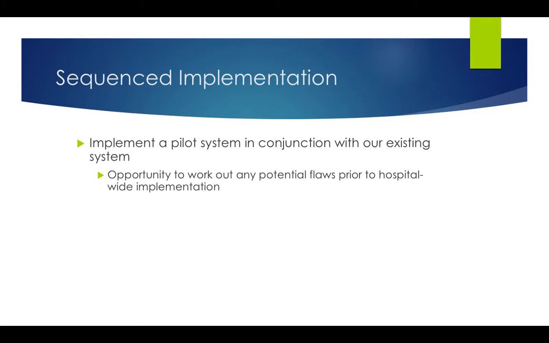So sequenced implementation: how are we going to roll out this new system? We're planning to implement a pilot system in conjunction with our existing system. So it's not going to be an abrupt change. You're still going to have your existing system, so day in and day out you're going to be able to utilize that and make a seamless transition, which will give us the opportunity to work out any potential flaws prior to this rolling out hospital-wide. So there's not going to be any sweeping changes all at once. We're going to have a really easy and hopefully non-stressful change to this new system.